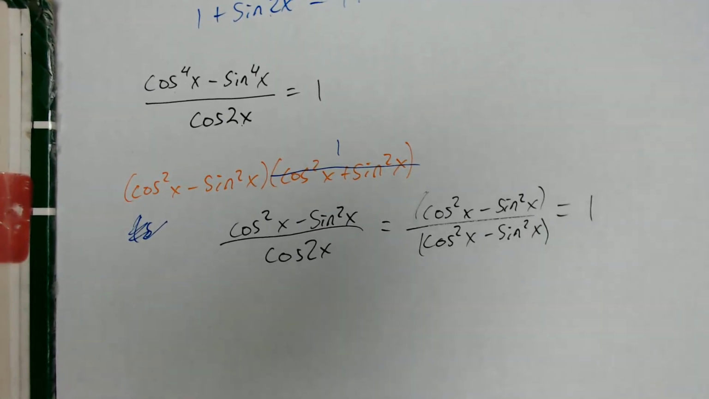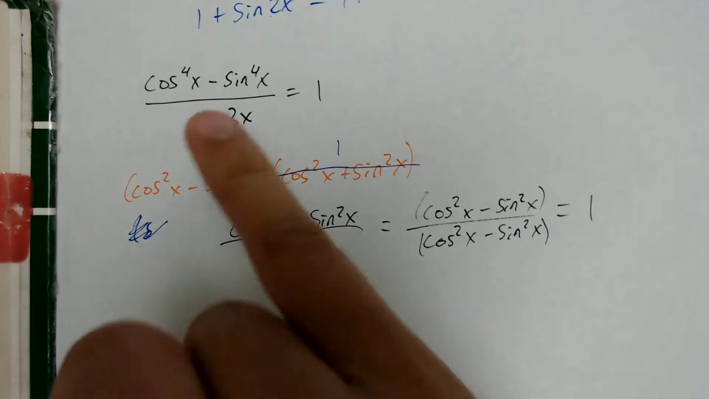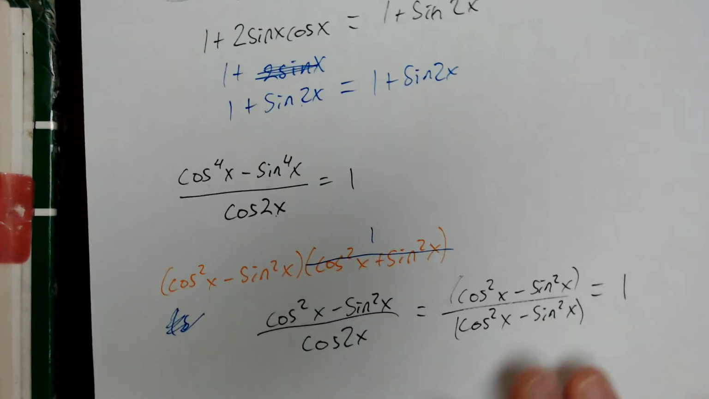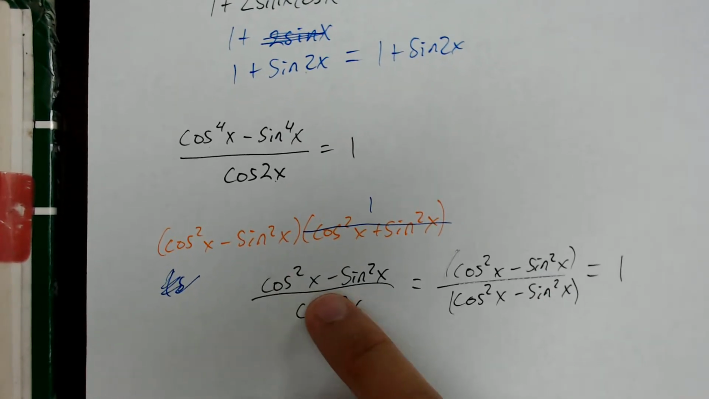Because it's the same number over itself. Okay, so that's it for double angle identities. Watch out for those cosines of 2x, and then we should probably work on memorizing these identities because I don't have them memorized.